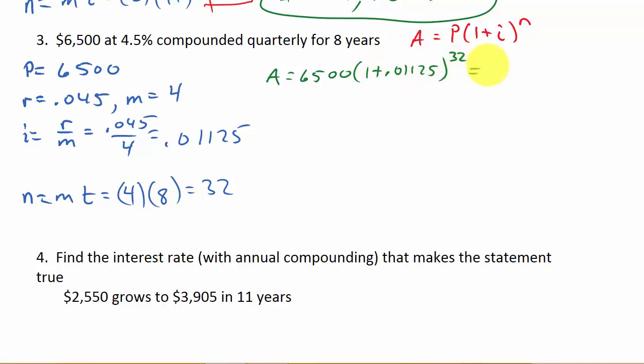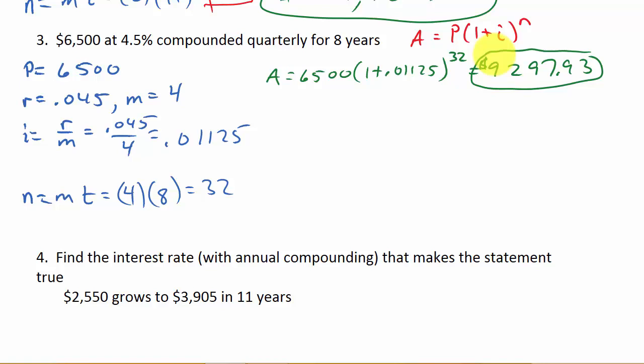And so now I have 1.01125 raised to the 32nd equals, and then times 6,500. And so that's going to give me $9,297.93. So there is the compound amount.